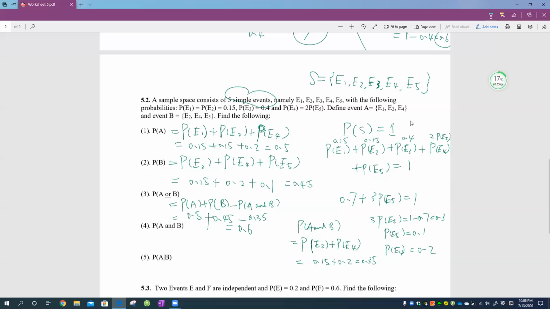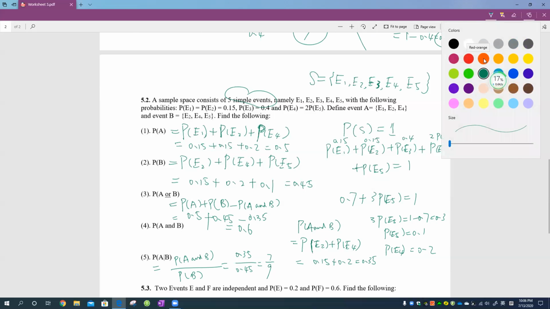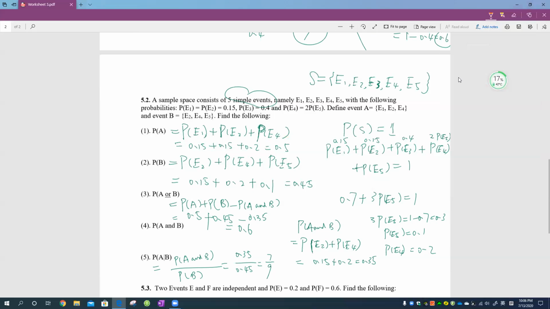Then let's look at A given B. Just plug in the formula. So A and B divided by probability of the given one, which is probability of B. So A and B, which is 0.35, divided by probability of B, which is 0.45. So that's going to be 7/9. So we have this one, this one, this one, this one, and this one as the results.